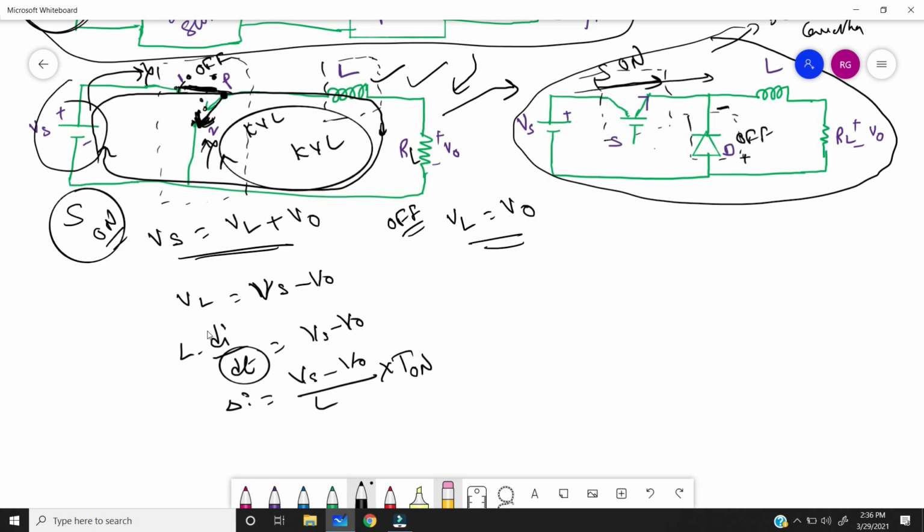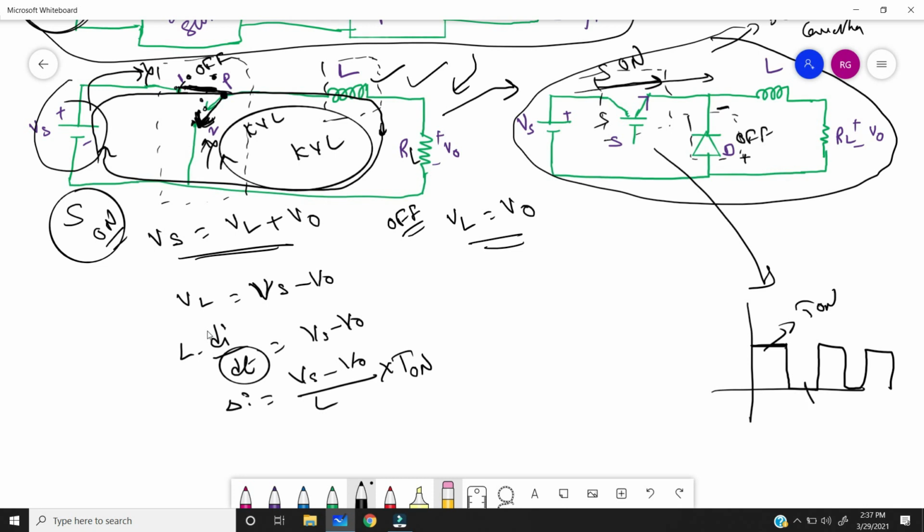If you take the output of this one, what do we get? We get the positive input when the switch is on, and we get the negative when the switch is off. Again on, again off, again on, again off. Here this is the T on time and this is the T off time. So in T on time, we get the equation as this one. That's why I'm taking here T on.